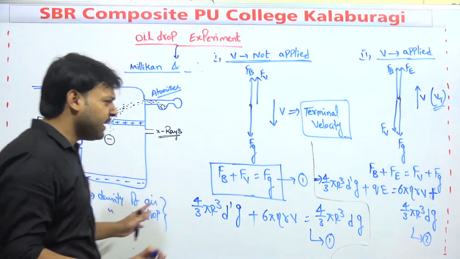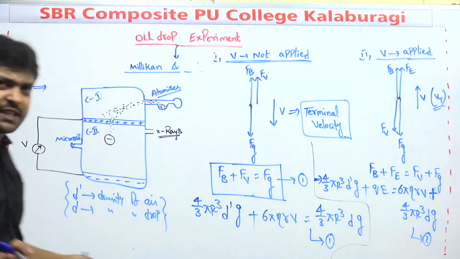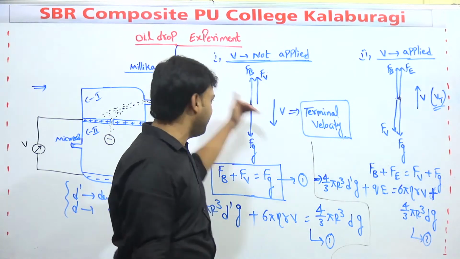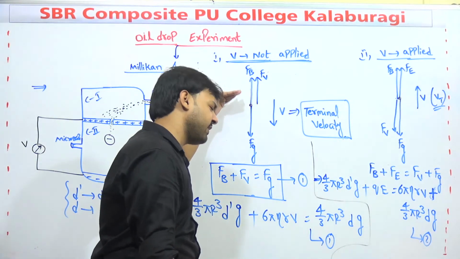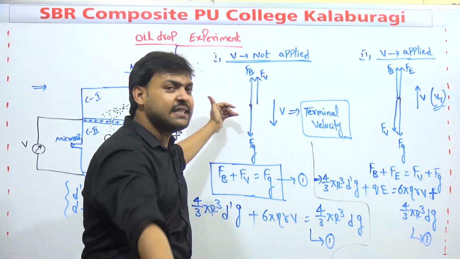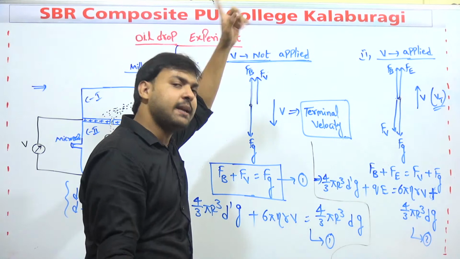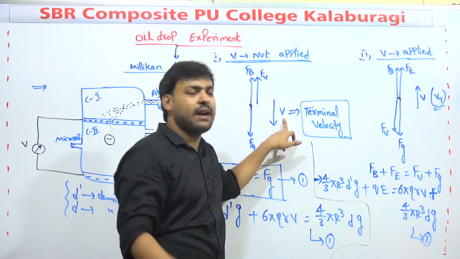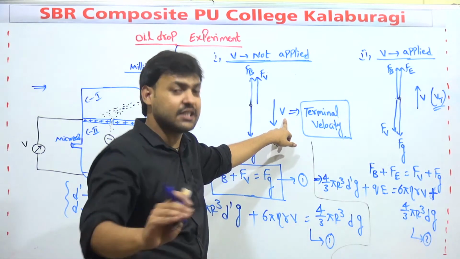Nothing difficult, it's not that difficult. I think it's clear. First case, voltage is not applied. Gravity will be more, so it moves downwards. If it moves downwards, speed increases; if speed increases, resistive force increases. So at a particular point the terminal velocity will be attained by the drop. That is the story, right?